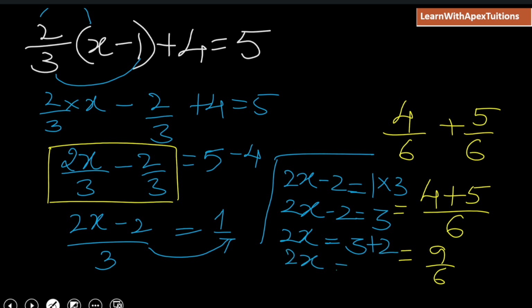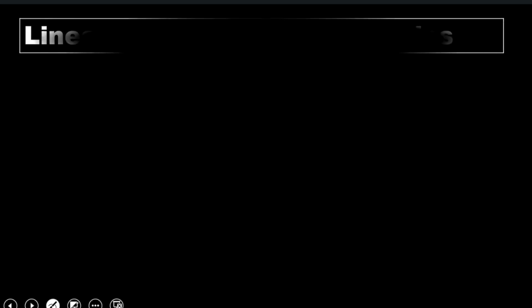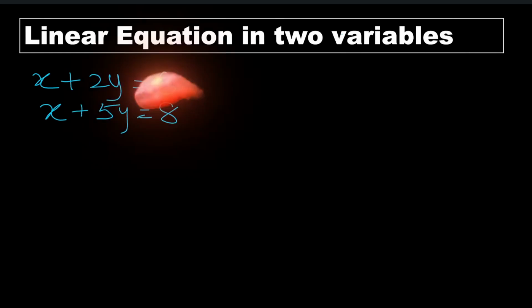2x is equals to 3 plus 2 is 5. The value of x is 5 divided by 2. This is linear equation in one variable. Let's solve linear equation in two variables.